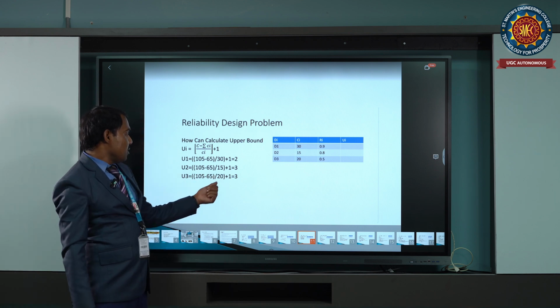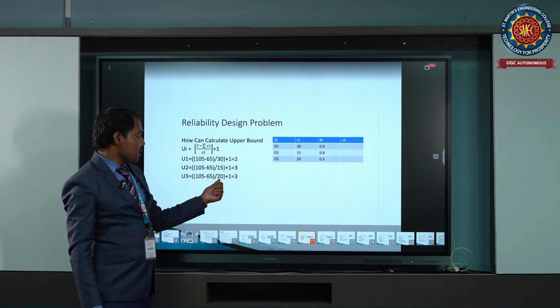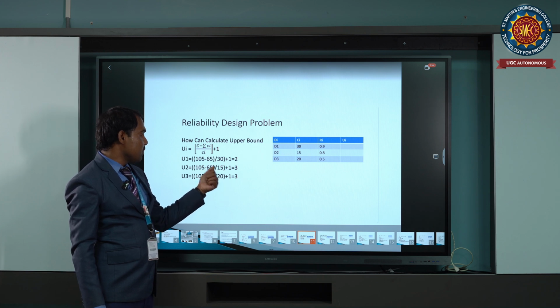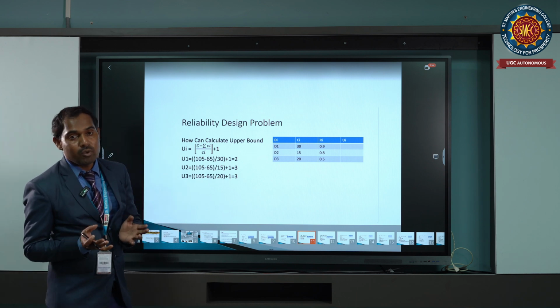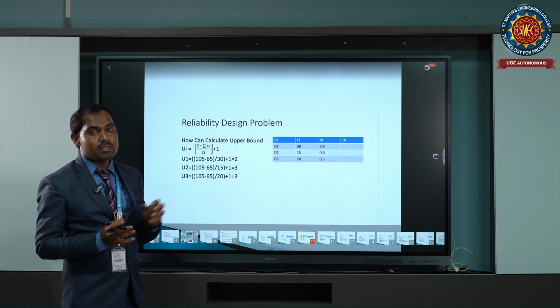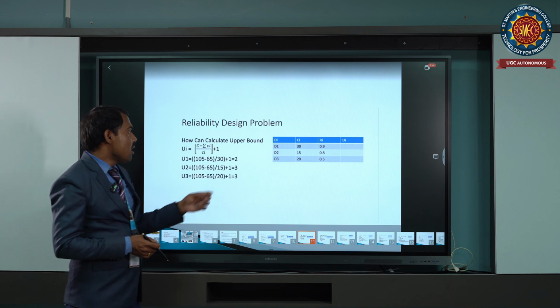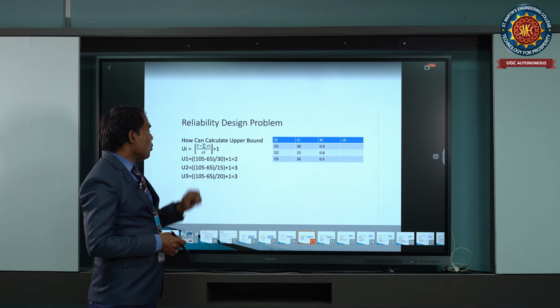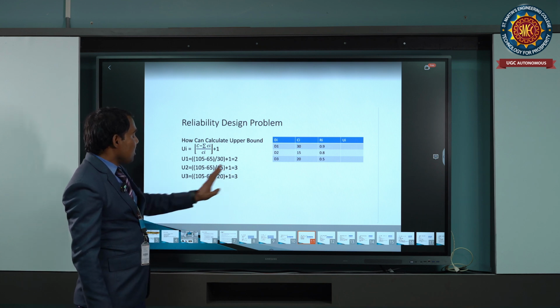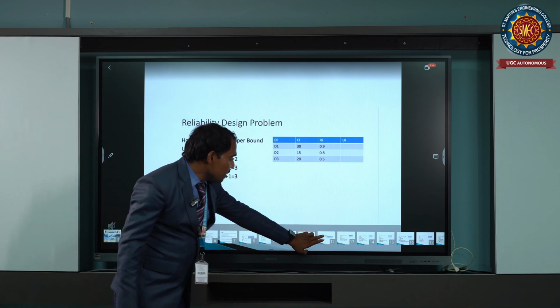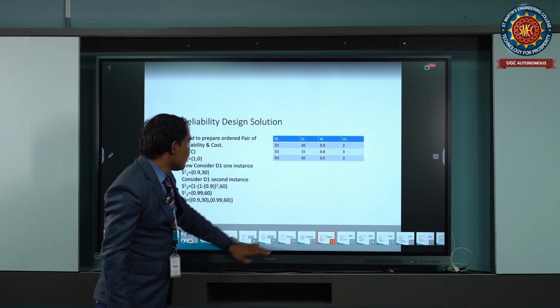Here the cost of device 3 is 20, cost of device 2 is 50, and cost of device 1 is 30. The total amount we have is 40 only. We have to divide by each device cost, and then we get the upper bounds. So here we get 2, 3 and 3. These are the devices we can buy, and then we can start with these devices.